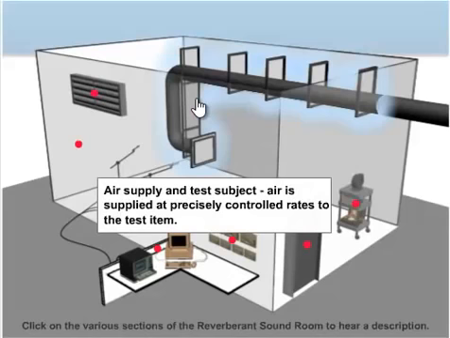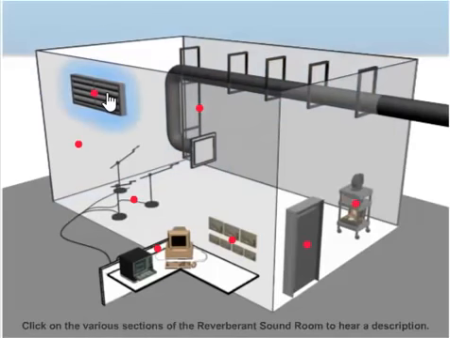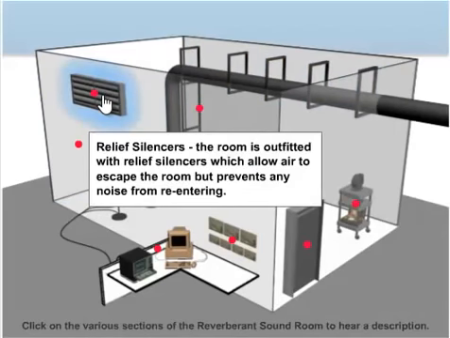Air supply and test subject. Air is supplied at precisely controlled rates to the test item. The room is outfitted with relief silencers which allow air to escape the room but prevent any noise from re-entering.